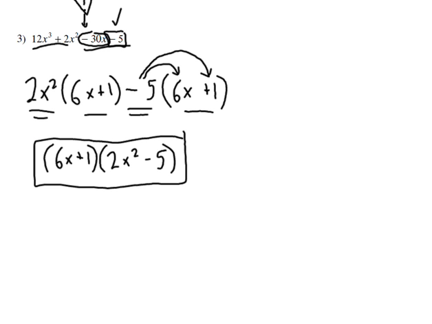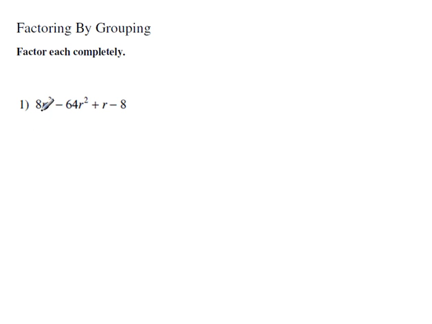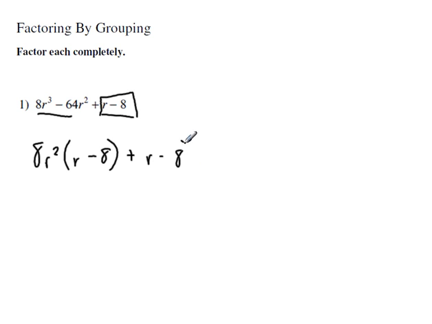Alright, now let me return to number 1. Why is number 1 different? Let me just get us started first. You already know what we're looking at. The greatest common factor of these first two is 8r to the second. In parentheses, I would have an r minus 8. And now look at your second pair here. Plus r minus 8. I could put those in parentheses, kind of get that same and leftovers idea here. I have r minus 8 that's the same on the two. And I can go ahead and put r minus 8 like I did in my other examples.